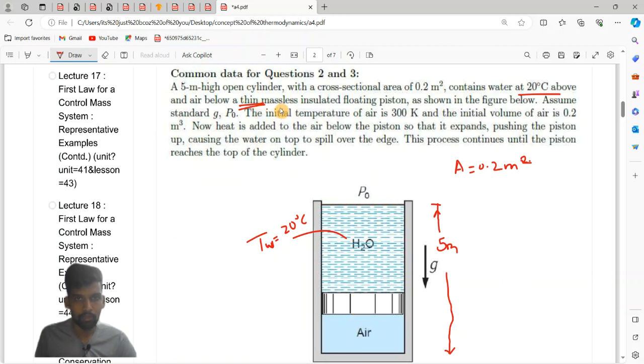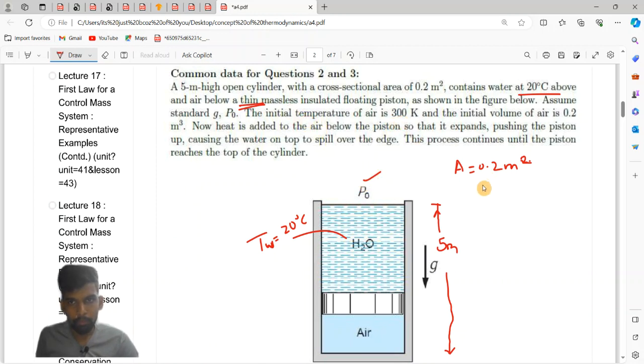So we have thin, massless, meaning it doesn't have any mass, and insulated means it is not allowing the transfer of heat across these two fluids. Then floating piston, so it can float, which means it's not fixed, as shown in the figure below. Assume a standard g, the acceleration due to gravity. We have to assume its standard value, and P naught is our atmospheric pressure.